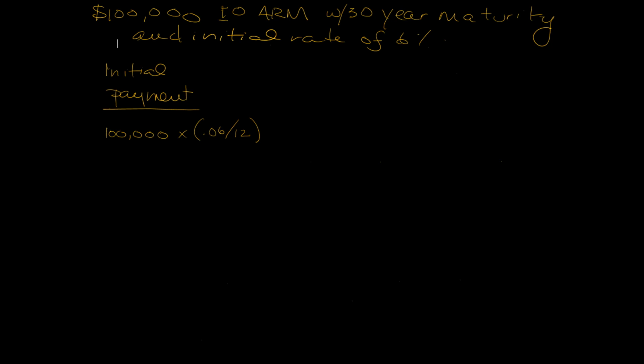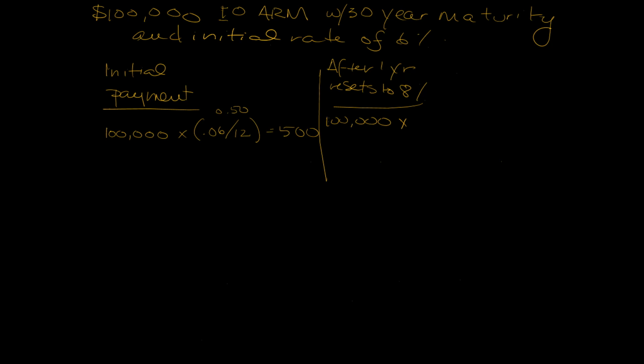Now, if at the reset date the index has increased and the new interest rate becomes 8%, what is the new monthly payment? Well, we're just going to do the same thing because it's an interest-only loan. So now it's just going to be 100,000 times 0.08 divided by 12, or a monthly payment of $666.67.